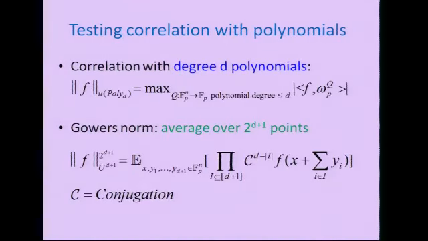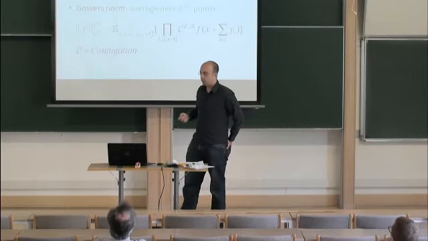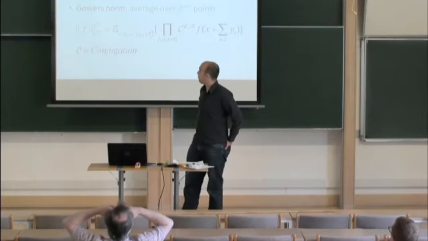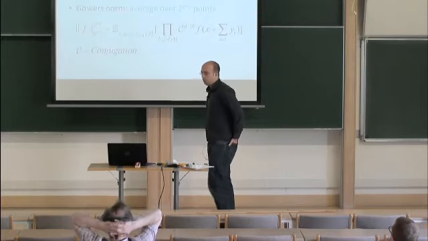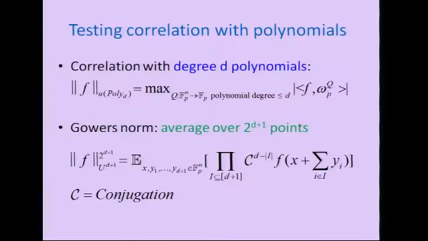So let me define in general this U of a set, being the maximal correlation of a function with a set. Here, Poly_D is the set of all degree D polynomials. And the maximal correlation of a function with degree D polynomials, we denote this norm U of Poly_D. From a technical point of view, we don't really look at polynomials, we look at the complex function associated with the polynomial, so omega, the pth root of unity, raised to the power of the polynomial. But that's the natural way of defining the correlation here. And the Gowers norm is this average on a small set of points, on 2 to the d plus 1 points.